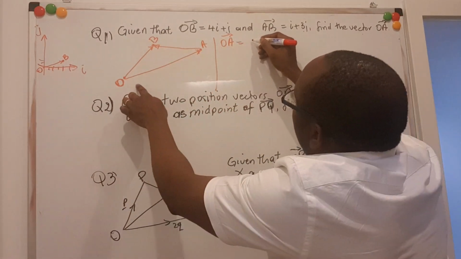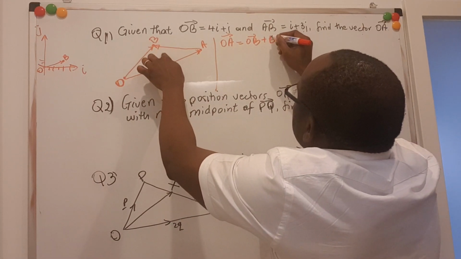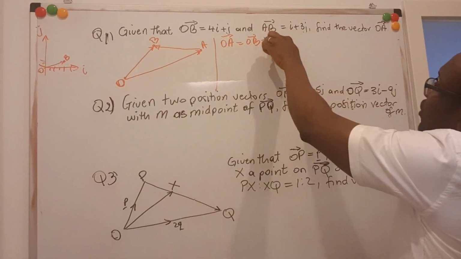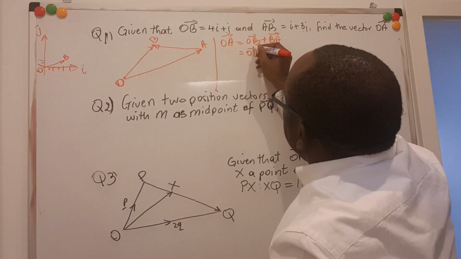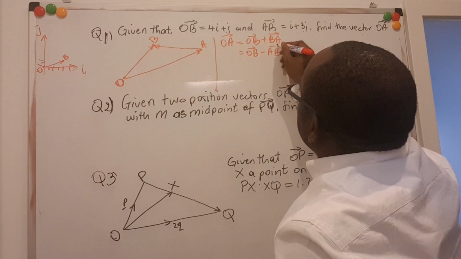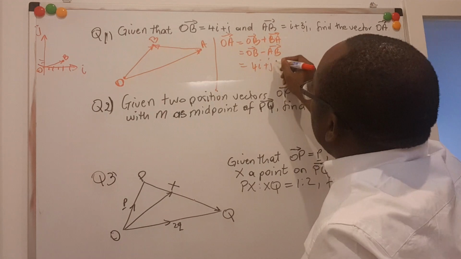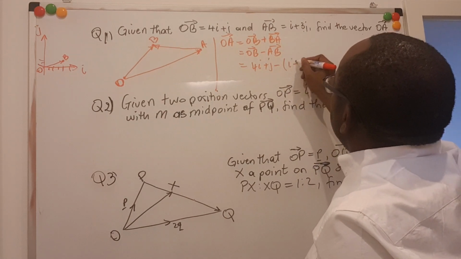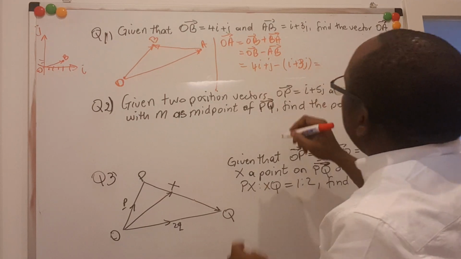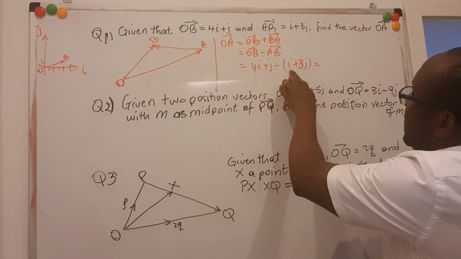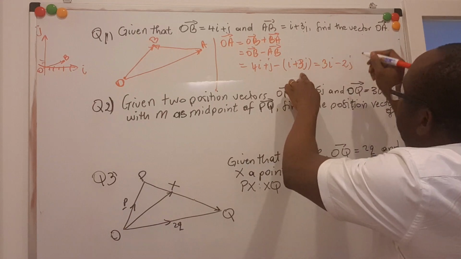So this is from O to B plus from B to A. But the direction I'm given is AB, not BA, and I know they're opposite in sense. So this is OB minus AB. And I have the information that I need here. This is 4i plus j minus AB, which is i plus 3j. If you arrange this well, 4i minus i is 3i, and j minus 3j is minus 2j.